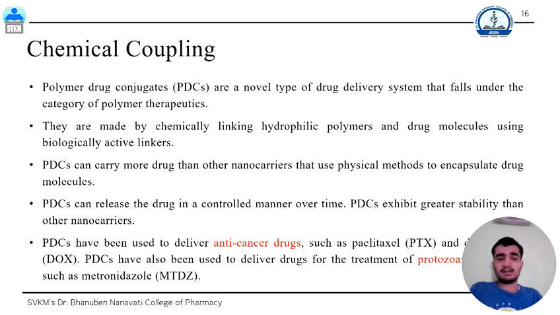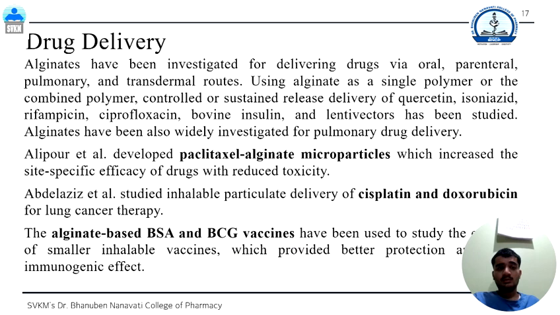Polymer drug conjugates have been also used to deliver the drug for the treatment of protozoan infections such as metronidazole. Now moving on to the drug delivery application, that is alginates have been investigated for delivering the drug via oral, parenteral, pulmonary and transdermal use. Using alginate as a single polymer or combined polymer, controlled delivery of quercetin, isoniazid, rifampicin, ciprofloxacin, bovine insulin, and lentivectors have been studied.